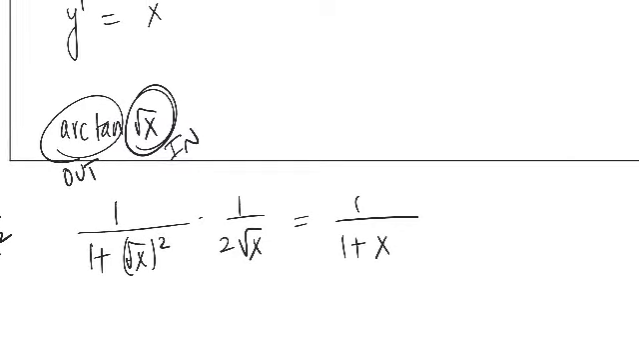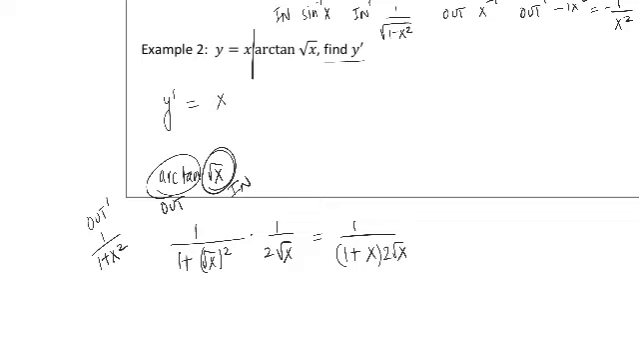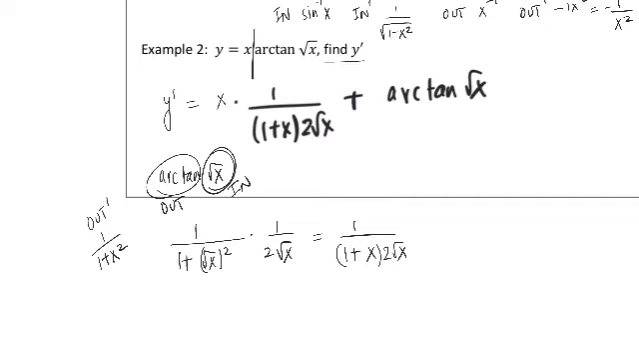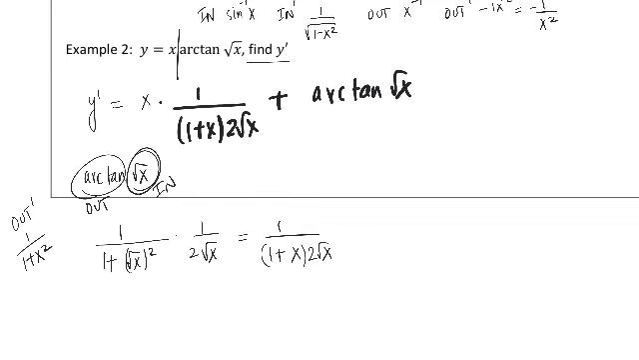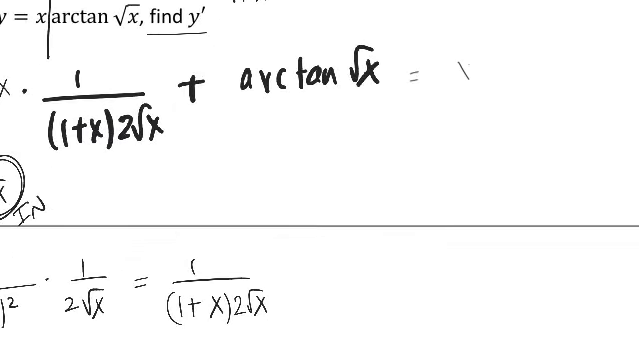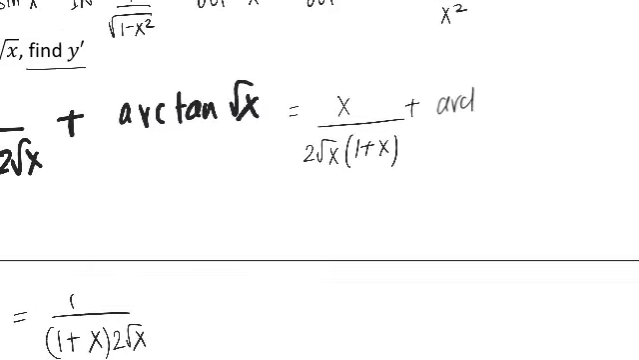So I'm going to get really just this as my derivative of the second function. So first times the derivative of the second, plus the second, which is arctan rad x, times the derivative of the first, which is just 1. So that's really the answer, and we might clean it up and just say x over 2 rad x times 1 plus x, plus arctan rad x.